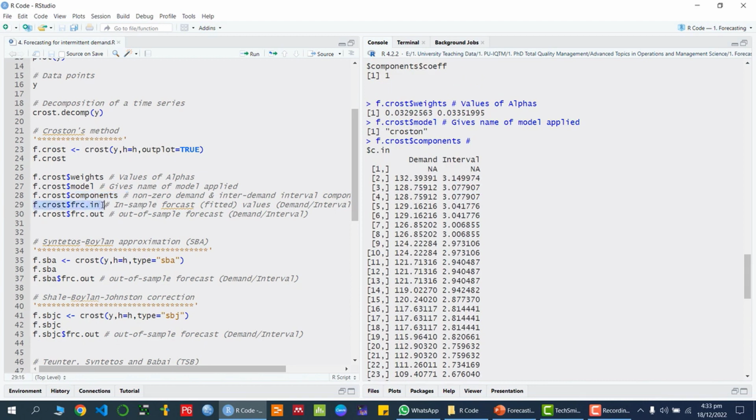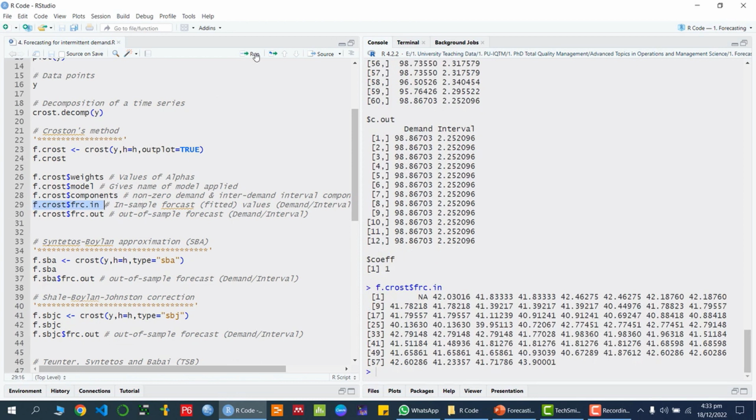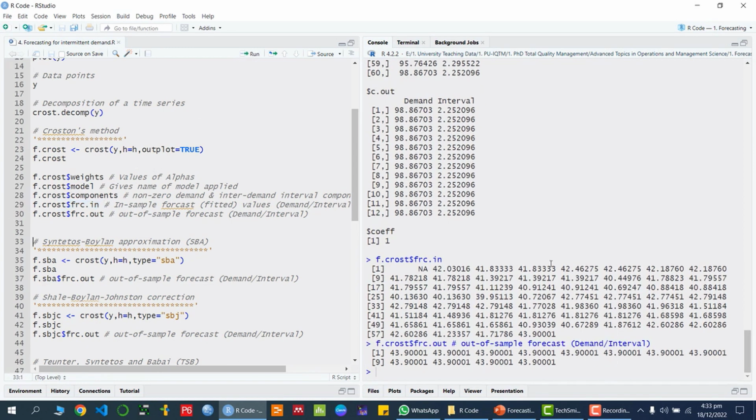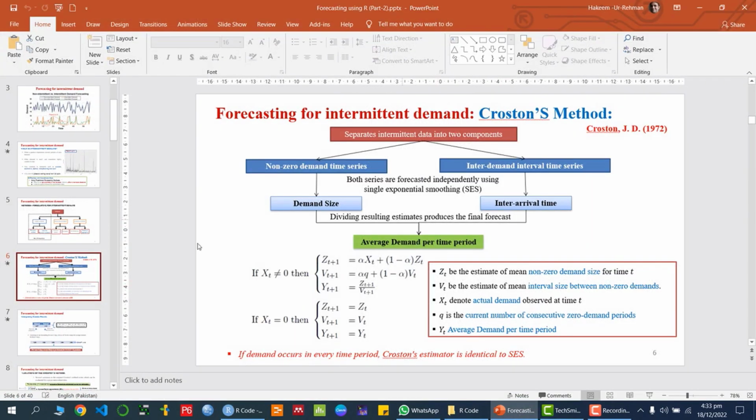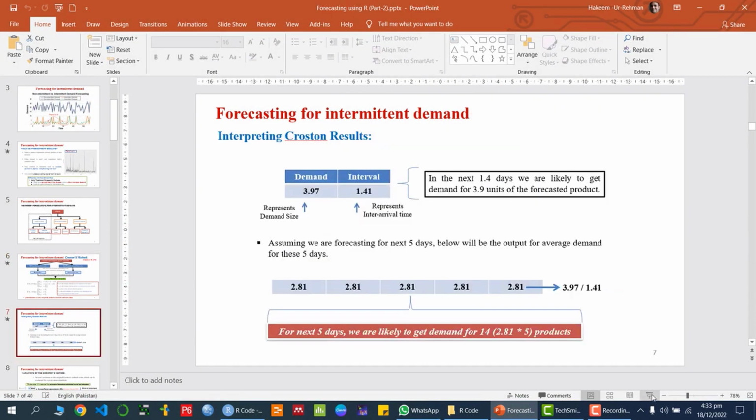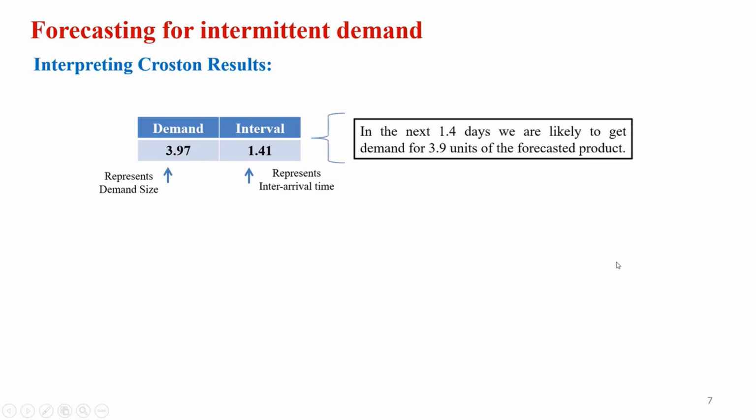With the help of this one, we can get the within-sample forecasted value, or you can say the fitted value. This is giving us the out-of-sample forecasted value. Now the question is how we can interpret these numbers. The interpretation can be done as follows.